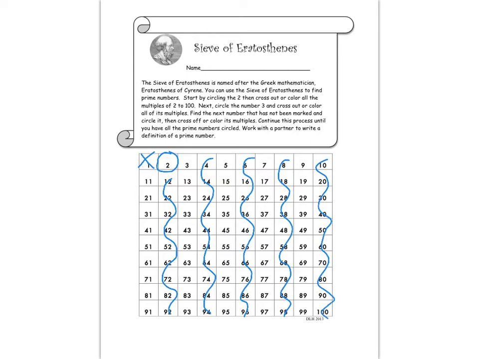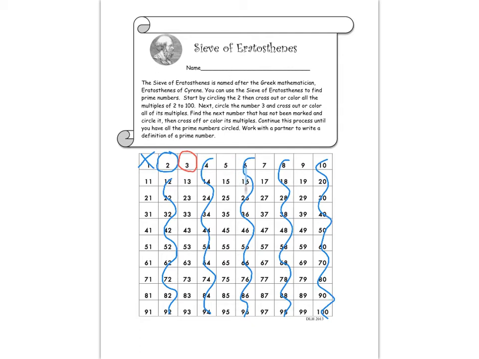Alright, so then we're going to go to the next number, which is 3. 3 happens to also be prime, so I'm going to circle 3. And I'm going to cross out any number that is divisible by 3. So we're going to have to count by 3s. So when you count by 3s, you are not going to count 3 first. 4 will be your first one, so it's going to go 1, 2, 3.